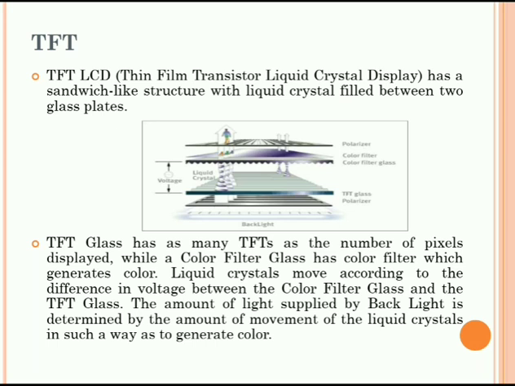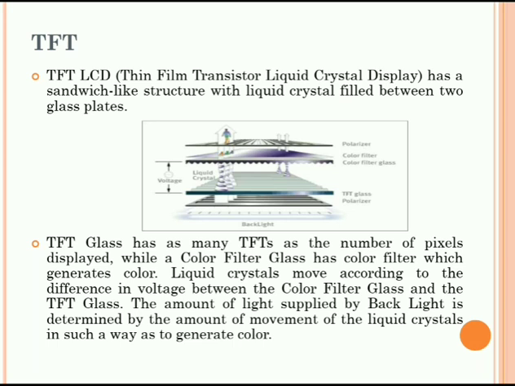TFT glass has as many TFTs as the number of pixels displayed, while the color filter glass has color filters that generate the color. Liquid crystals move according to the differences in voltage between the color filter glass and the TFT glass. The amount of light supplied by the backlight is determined by the amount of movement of the liquid crystal, in such a way as to generate the colors. Between the two glass plates we have a liquid crystal.